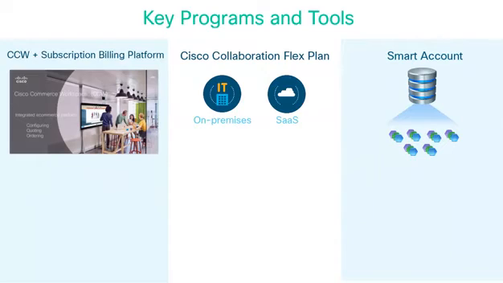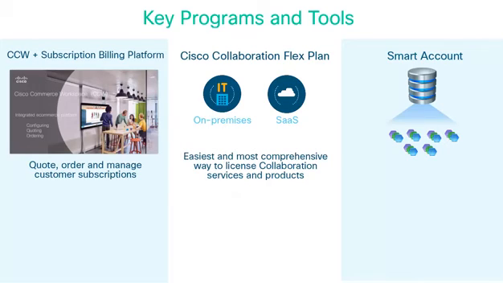In this module, we provided an overview of some of the key programs and tools to help you grow and manage your Cisco Collaboration SaaS business. CCW and its subscription billing platform is the core of how partners quote, order, and manage customer subscriptions. When ordering, think of the Collaboration Flex Plan as the easiest and most comprehensive way to license collaboration services and products in either an on-premises or SaaS environment, enabling your customers to move to the cloud at their own pace while paying for what they use.